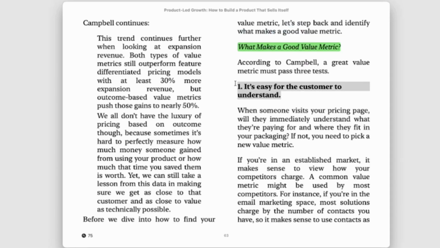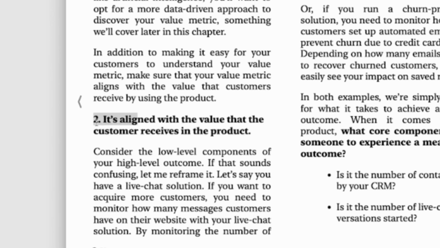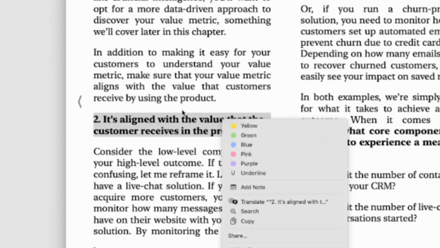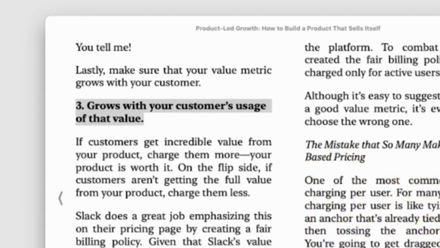Then he outlined what makes a good value metric. A good value metric is something that's easier to understand for your customers, where they would go to your pricing page and see what they're getting, and easily understand which pricing plan they would be at. It's also in line with the value that the customer receives in the product, and it can grow. I think the most important thing here is that it can grow with the customer's usage of that value.